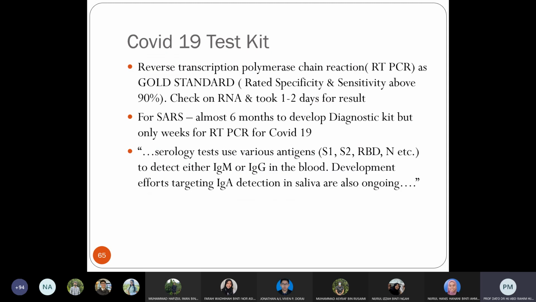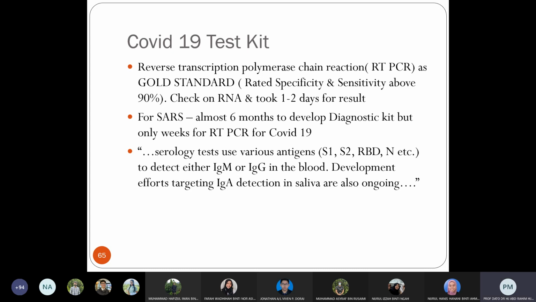We have to repeat. Just before we go further, I want to mention the COVID-19 test kit. The reverse transcriptase polymerase chain reaction, RT-PCR, is the gold standard. It is rated with specificity and sensitivity above 90%, which is very high. It checks on RNA and takes 1-2 days for a result. For SARS, it took almost 6 months to develop a diagnostic kit, but for COVID-19 it took only weeks for RT-PCR.